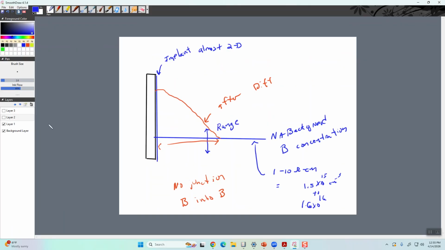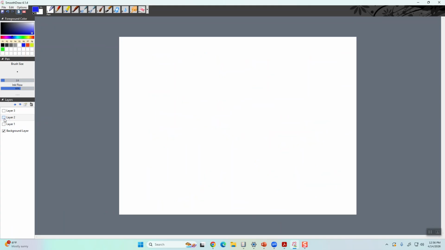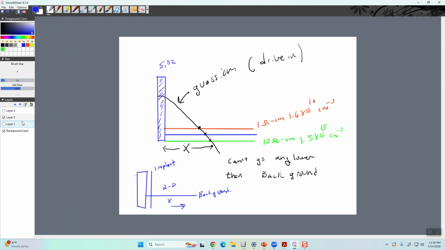Okay. So let's just look at what that means. So after drive-in, which is Gaussian because it's a limited source of dopant, right? We put in a limited source of boron. If we had an unlimited source of boron out here that never ran out, that would be an error function. All right, so for drive-in of a limited source, it's always a Gaussian distribution.